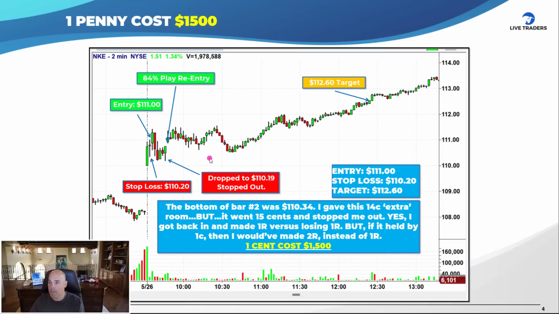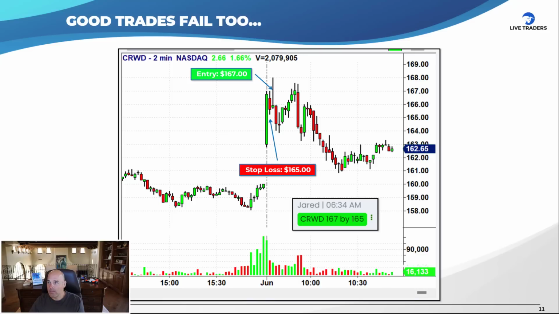It happens. So the simple point here is, one, always be learning. You should still review these trades. As simple and straightforward as this CRWD trade looks, I'm still going to go back and look at the daily. I'm going to look at the market. I'm still going to review it.